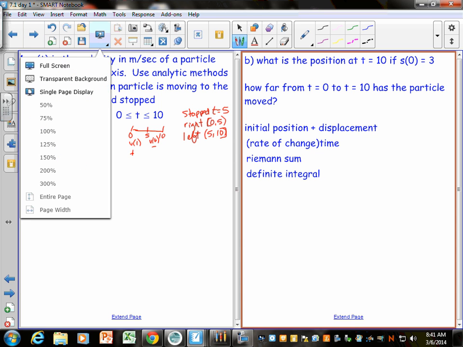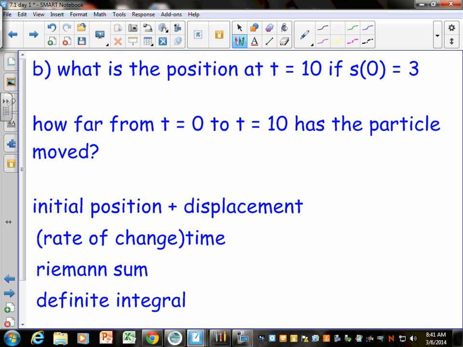I need to have more room here. I gotta go back to this. And so I kind of wrote this a different way. Like when they ask you what is the position, they're asking you how far from 0 to 10 has the particle moved. That would be the integral. The integral from 0 to 10 of the velocity function would tell you the distance that it traveled from 0 to 10 seconds. I wrote all the stuff underneath there, which really makes no sense when it's just there instead of me showing you a step at a time.